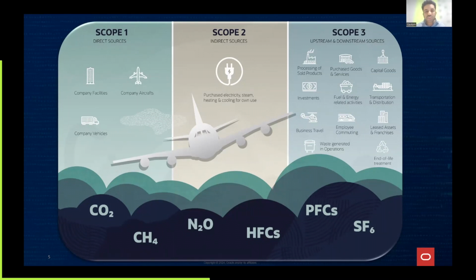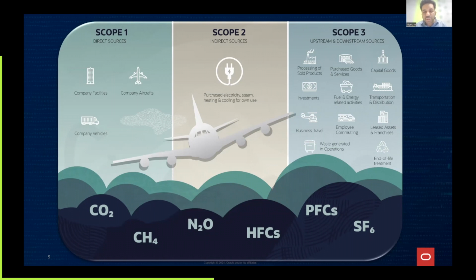If I focus on the airline industry as an example, scope 1 stands for emissions that are responsible from the direct sources. If I have to quote an example of an airline company, we'll have different company aircraft that will be flying across the globe.